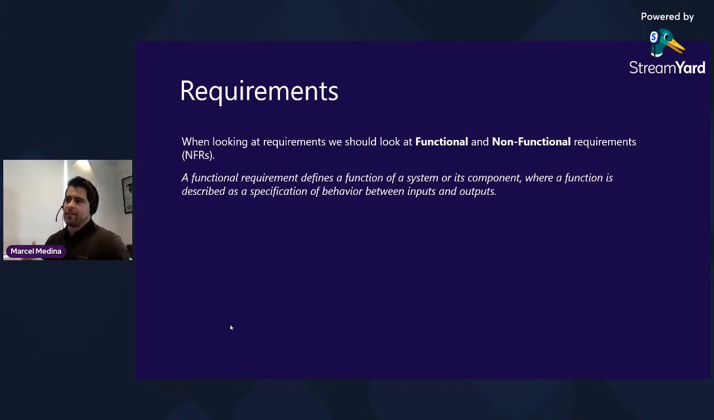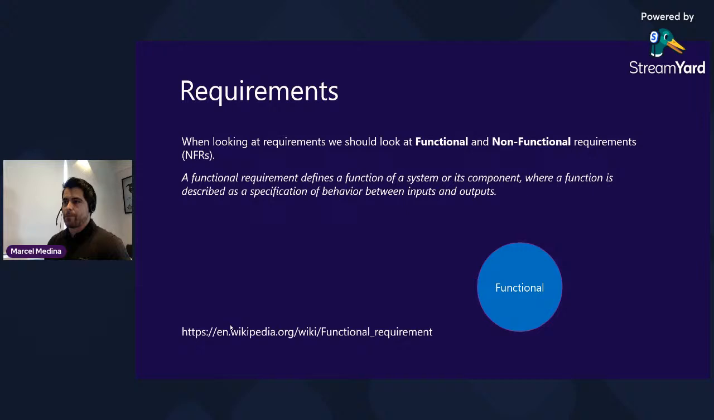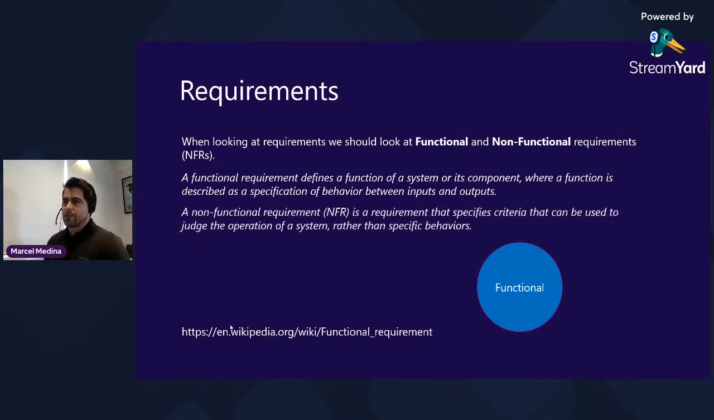In your implementation, you're going to receive a request and you're going to have a response. What happens in between, the behavior of the solution, is your functional implementation. And a non-functional requirement is a requirement that specifies criteria that can be used to judge the operation of a system rather than specific behaviors. Non-functional requirements provide support for you to reach the functional implementation, so they wrap around it and work together.